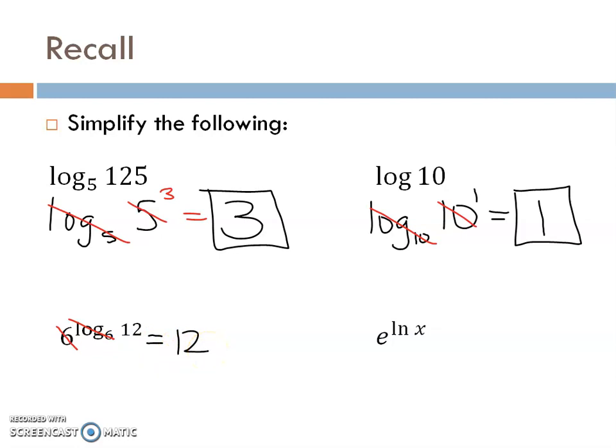Okay. Last one over here, we've got an e to the ln. Remember, if you guys see an ln of x, that is essentially a log base e of x. So ln is a base e, e obviously is a base e. So again, those two would cancel. And then what am I left with? Well, I am left with just my x.